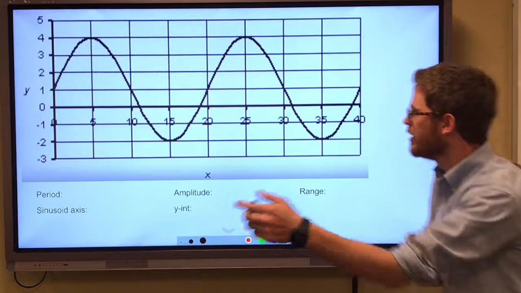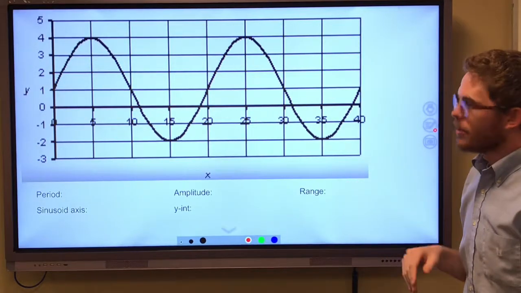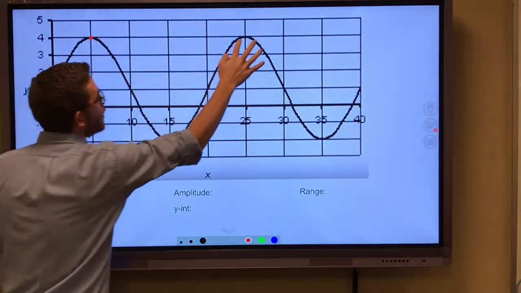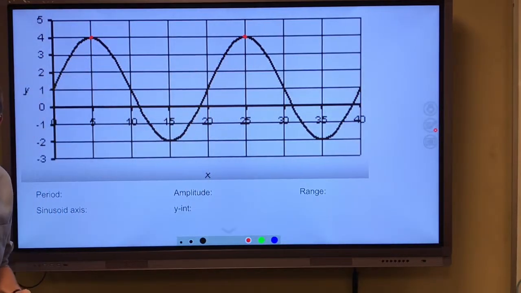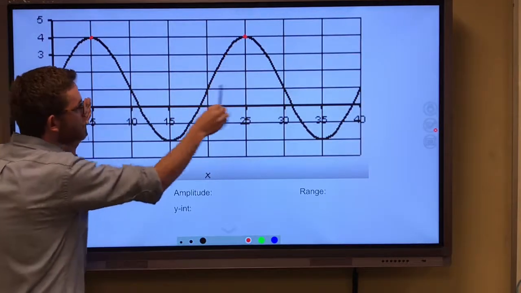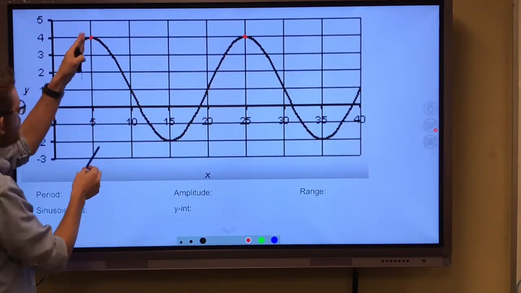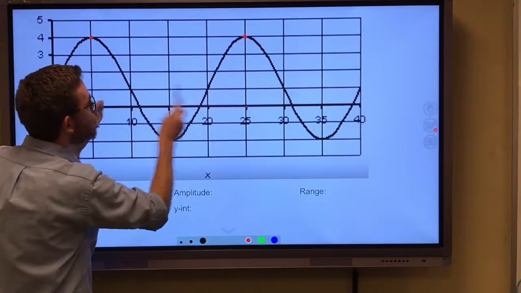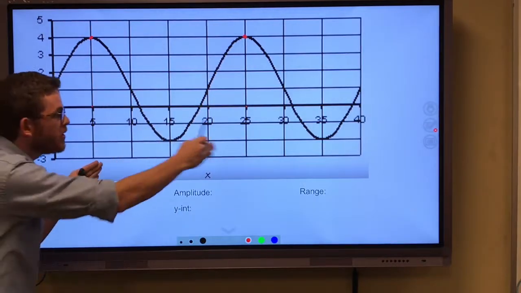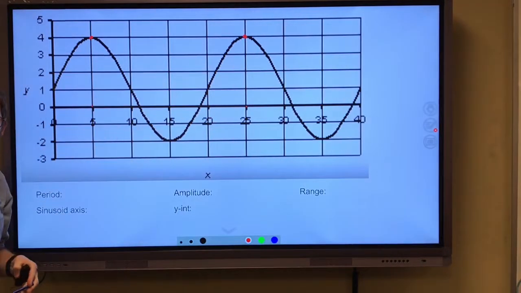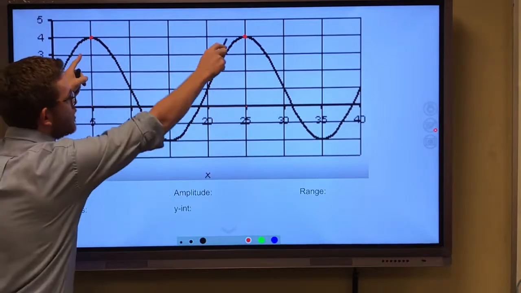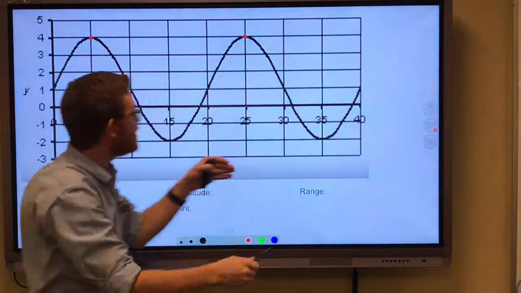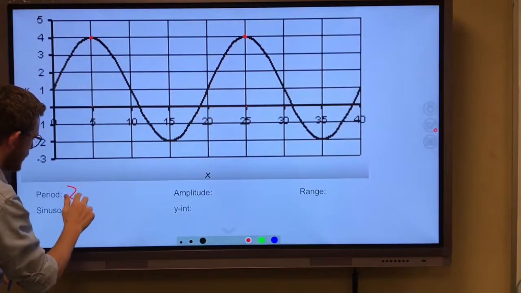So let's try all this out here. Remember, we can find the period. The easiest way is to go from the top of one crest to the top of the next crest. We want to see how many x values to get to that next one. This right here is at 5, and we're going to 25 to get to the next. Notice we do down and up, and then we do down and up again. That is the period, and that is 20.